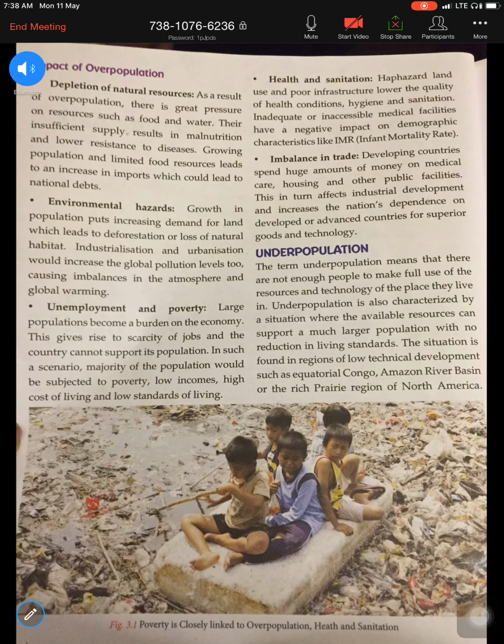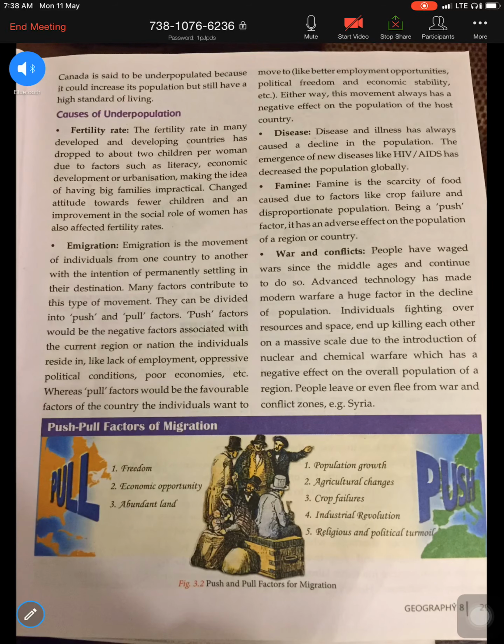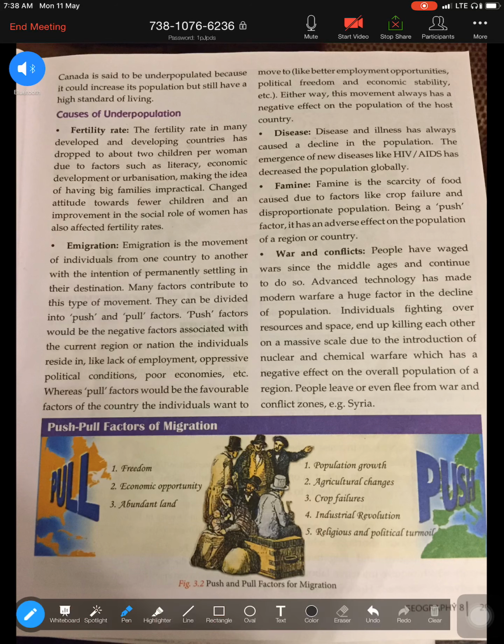Now let's learn about the causes of underpopulation. A few causes are given here. Please try to understand each cause in detail because you will be asked to describe some of the causes rather than just writing the name of the causes. So the first cause is fertility rate. Fertility rate is the main important cause of underpopulation.